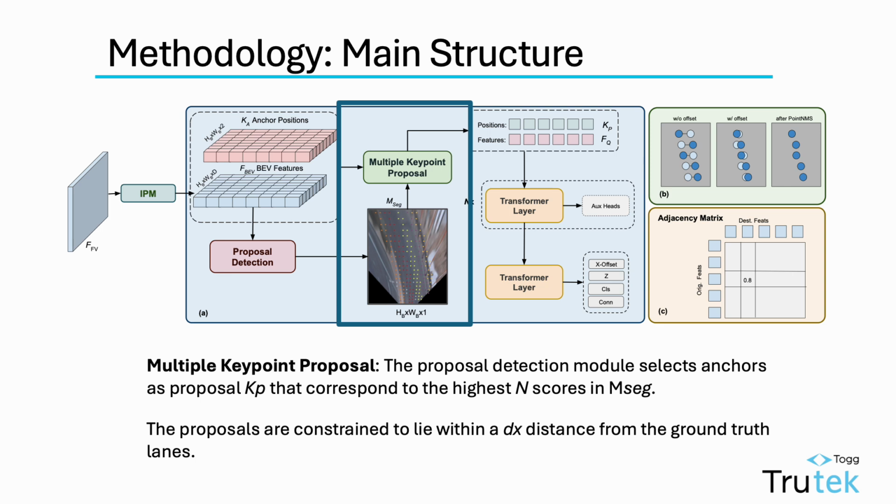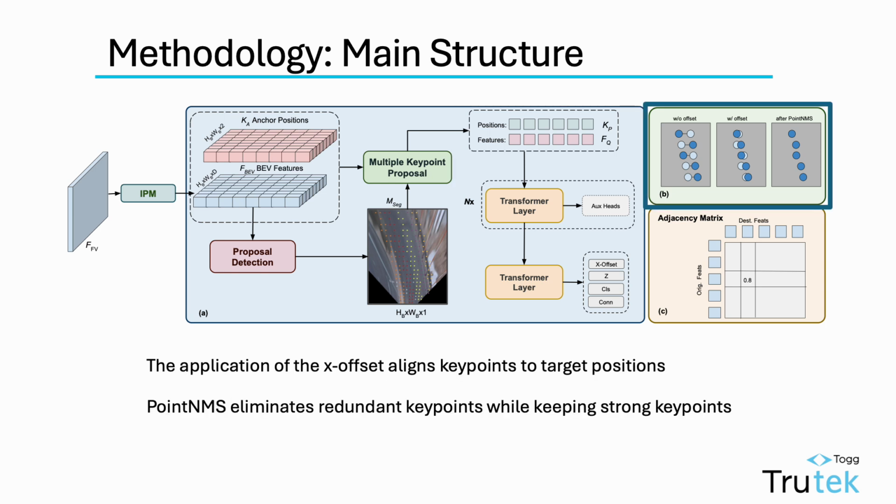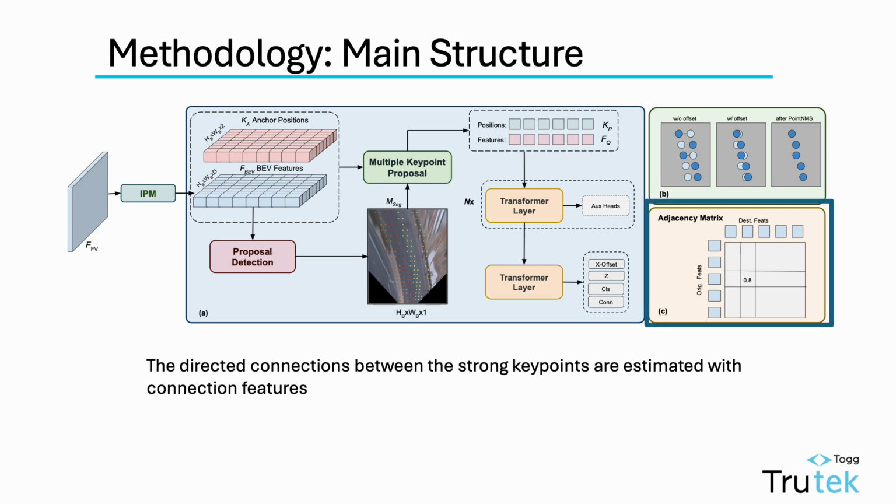The proposal detection module selects anchors as proposal keypoints that correspond to the highest scores in the segmentation map. These proposals are constrained to lie within a certain distance from the ground truth lanes. The transformer layer predicts the X offset, Z class label, and connection feature for each keypoint proposal. The application of the X offset aligns keypoints to target positions. Point NMS eliminates redundant keypoints, and connections are estimated with the adjacency matrix.